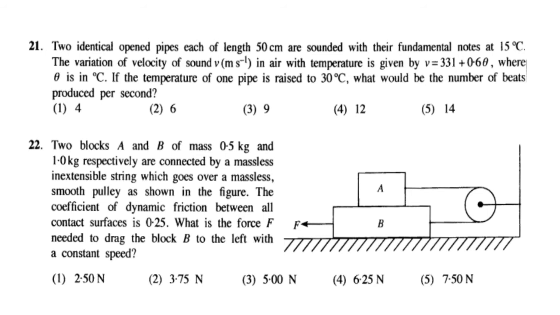They are asking what would be the number of beats produced per second if the temperature of one pipe is raised to 30 degrees Celsius. The number of beats produced per second is given by the difference in frequencies of the sound wave at two different temperatures. First we draw the wave pattern inside the tube at 15 degrees Celsius. So it is a half lambda, that the wave pattern is equivalent to a half lambda.